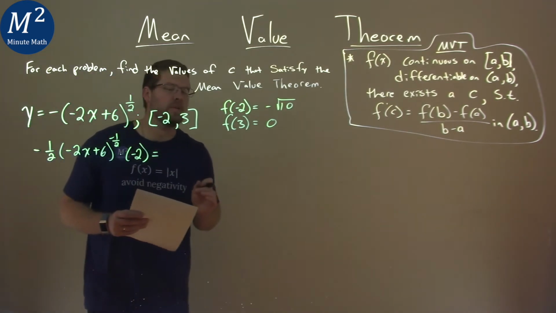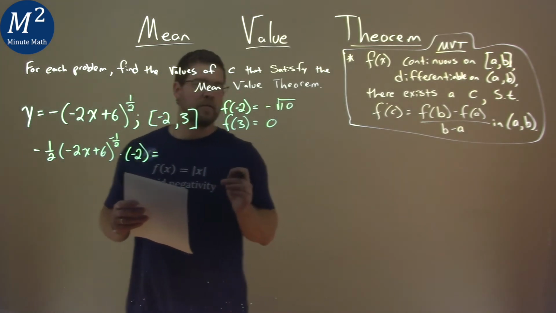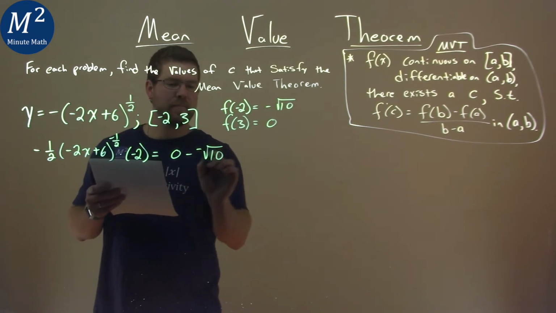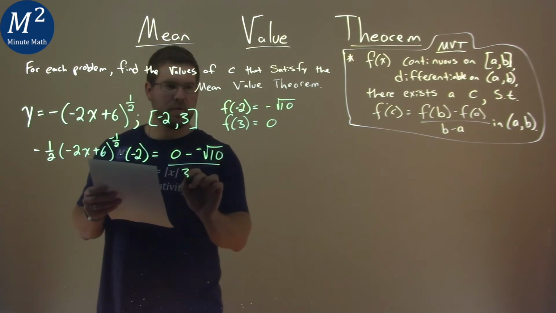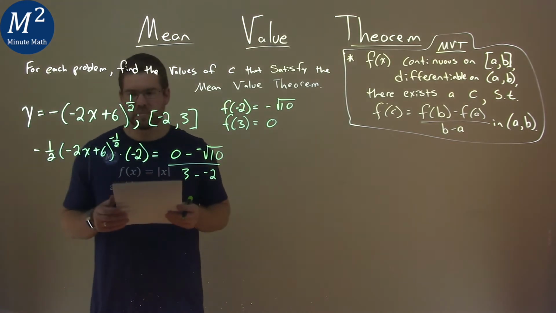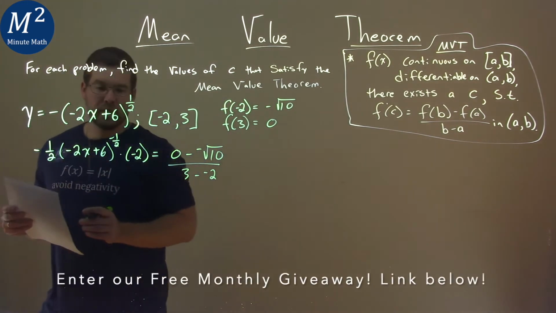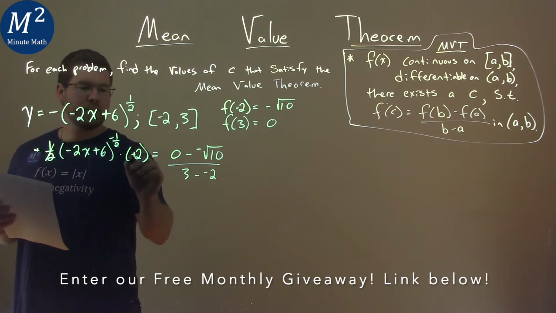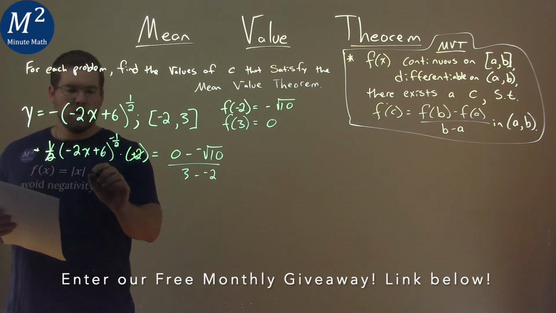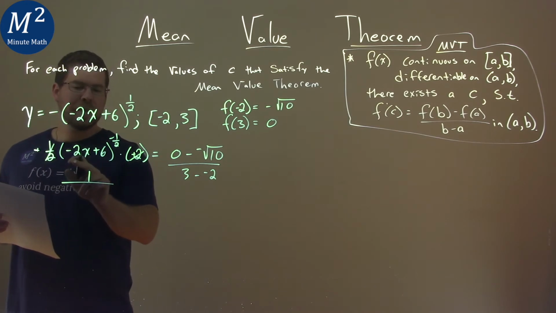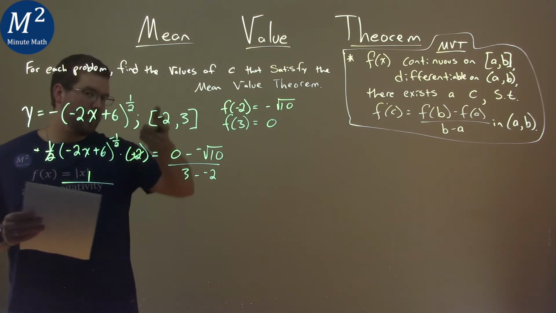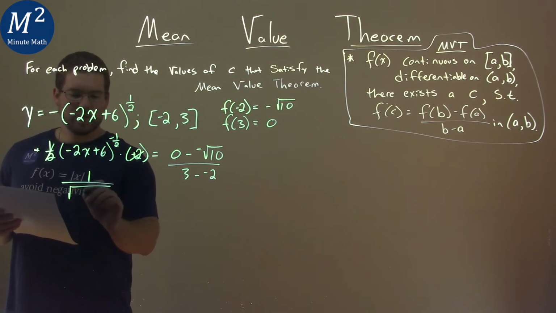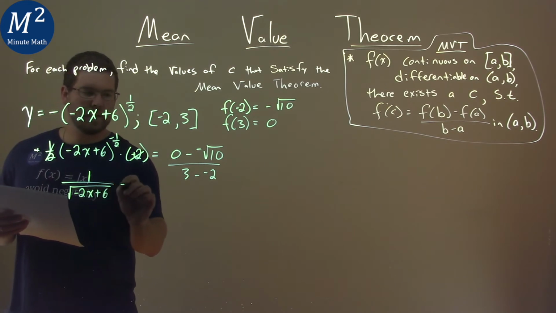We set that derivative equal to our f of b minus f of a, which in this case is 0 minus a negative square root of 10, over b minus a, 3 minus -2. From there, we try to simplify the left-hand side. Negatives cancel and become a positive. 1/2 and the 2 cancel each other out. With 1 in the numerator, this whole -2x plus 6 to the -1/2 power becomes a positive 1/2 power in the denominator, which is a square root. And so we have the square root of -2x plus 6 in the denominator.